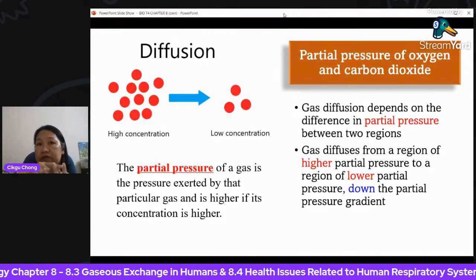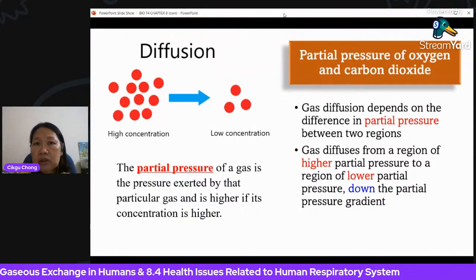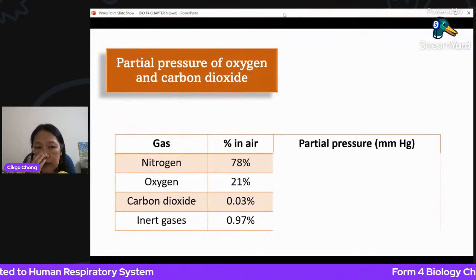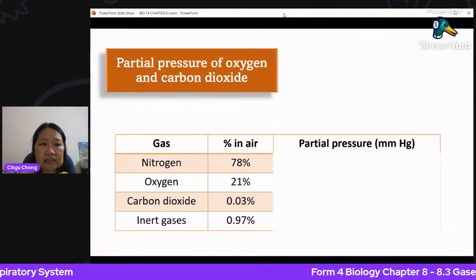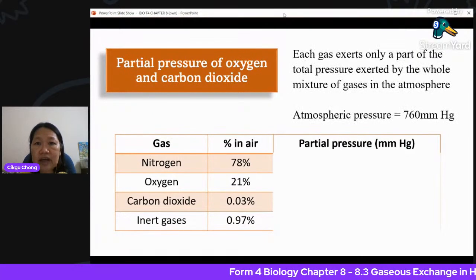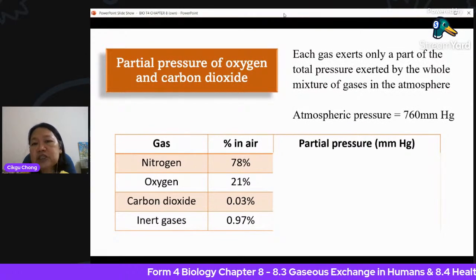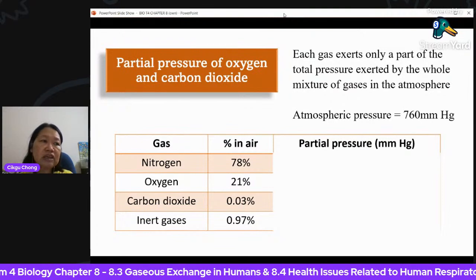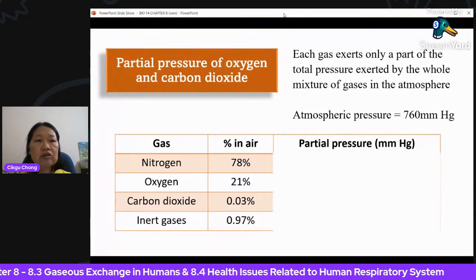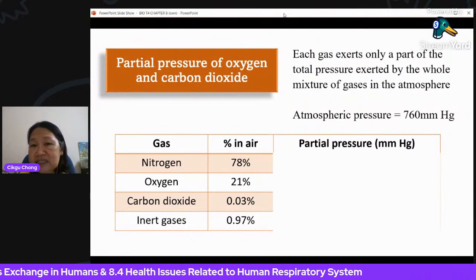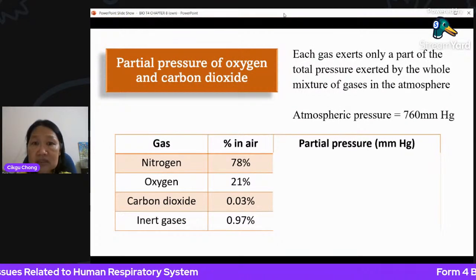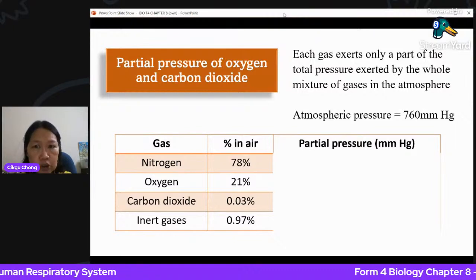So each type of gas here has its own partial pressure. My next slide will help to explain this. If we talk about the concentration of gases in atmospheric air, the pressure of atmospheric air is 760 millimeters of mercury. This is if we're at sea level. We're not talking about under the sea, where it will be higher, or on the mountains, where the pressure will be much lower.